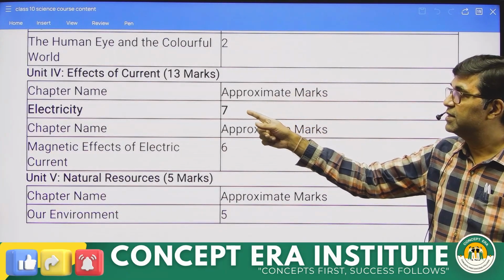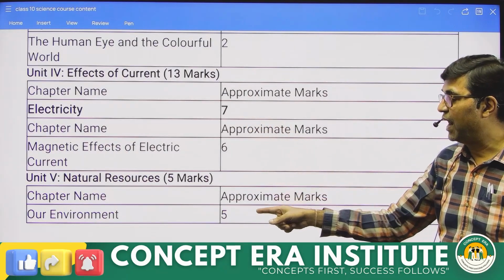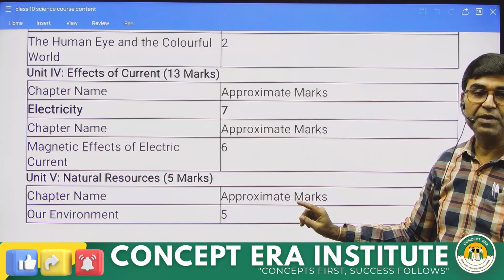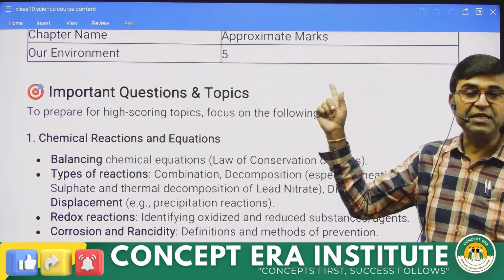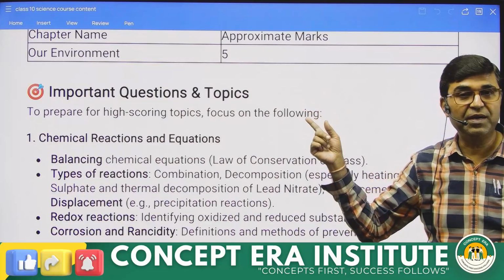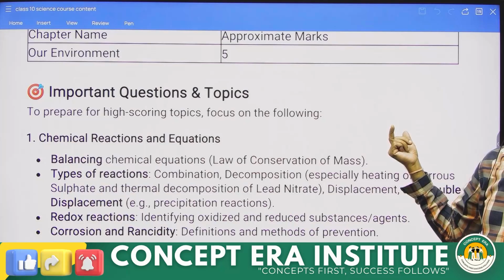Effects of current, electricity, 7 marks. Magnetism, 6 marks. And natural resources, 5 marks. Together, this will cover your 80 marks questions. And the 20 marks will be of internal assessment based on your practical and viva.